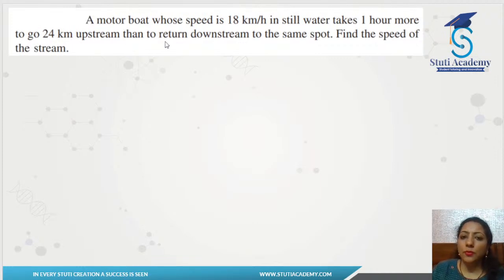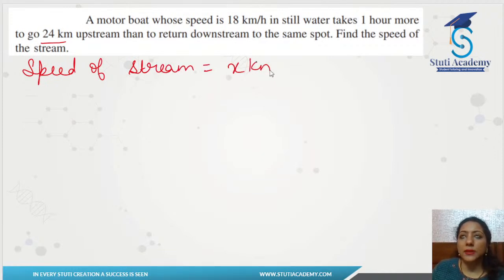So here we have a motorboat. The speed of the motorboat is already given to us, that is 18 kilometer per hour in still water. And it is going upstream and downstream, and it is covering the distance of 24 kilometer here. 24 kilometers is the distance to be covered. And it takes 1 hour more to go upstream than to return downstream to the same spot. Find the speed of the stream.